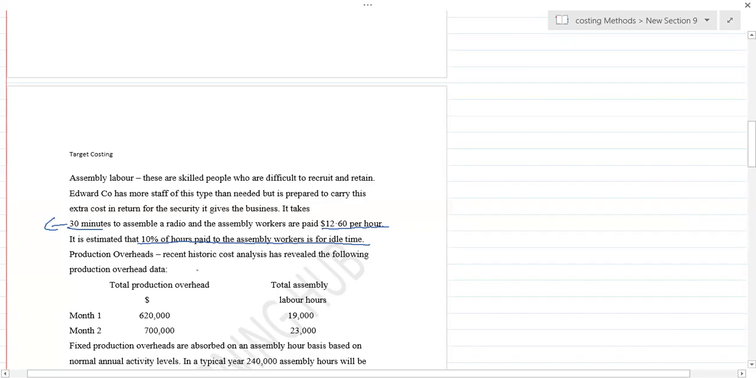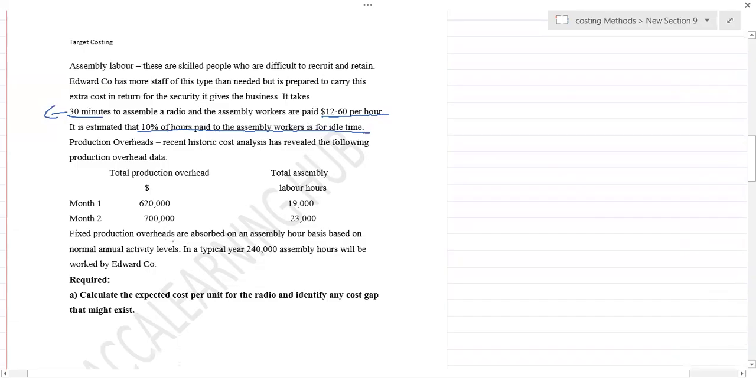Now, production overhead. Recent historic cost analysis has revealed the following production overhead cost. Total production overhead and assembly labor hours are given for month 1 and month 2. Fixed production overheads are absorbed on the assembly labor hour basis on the normal annual activity level. In a typical year, 240,000 assembly hours will be worked by the Advert company. This information is given for the absorption rate of fixed overheads. Now, we have to calculate the expected cost, and then we have to calculate the target cost gap.